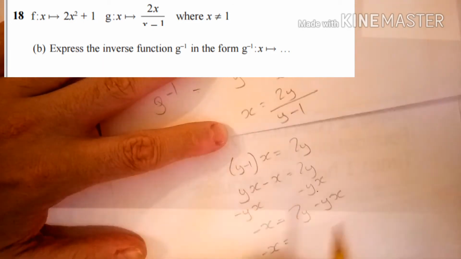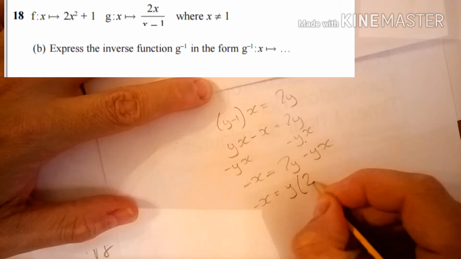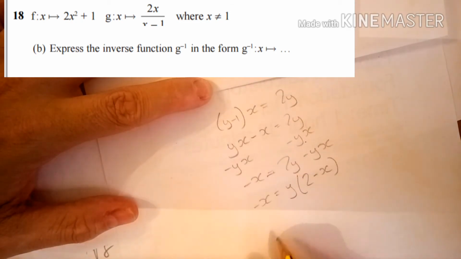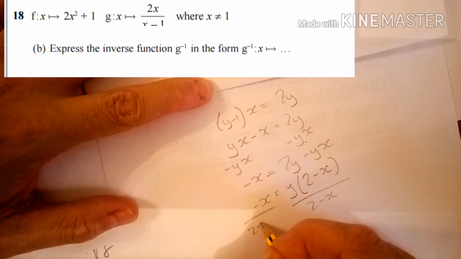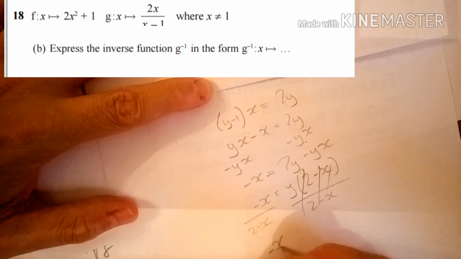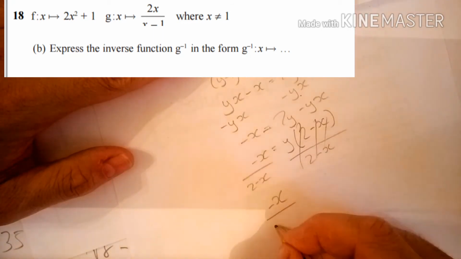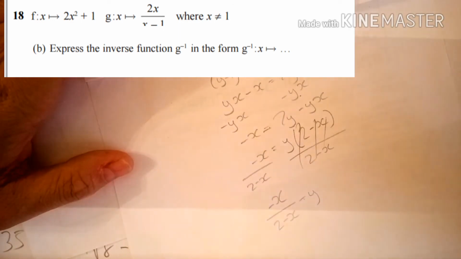I can factorise my right hand side. I can actually take y out: y brackets 2 minus x. Now I can divide by 2 minus x. These cancel out, so I'm left with minus x over 2 minus x equals y. So this is my inverse function of g.